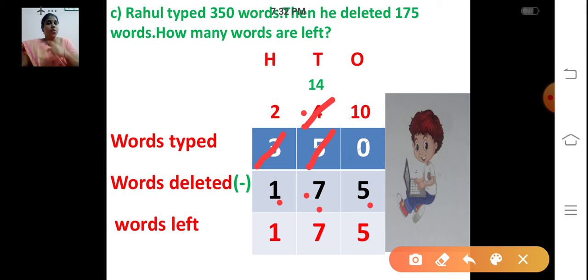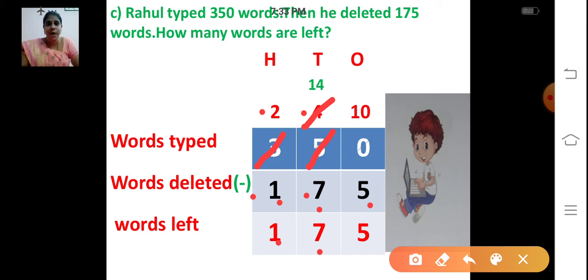I am giving 100. That means 10 tens. Already I have 4 tens. So 14 tens minus 7 tens. After 7: 8, 9, 10, 11, 12, 13, 14. So 7 tens. Let's move on to the hundreds place now. 2 minus 1. After 1, 2. So the answer is 175 words.